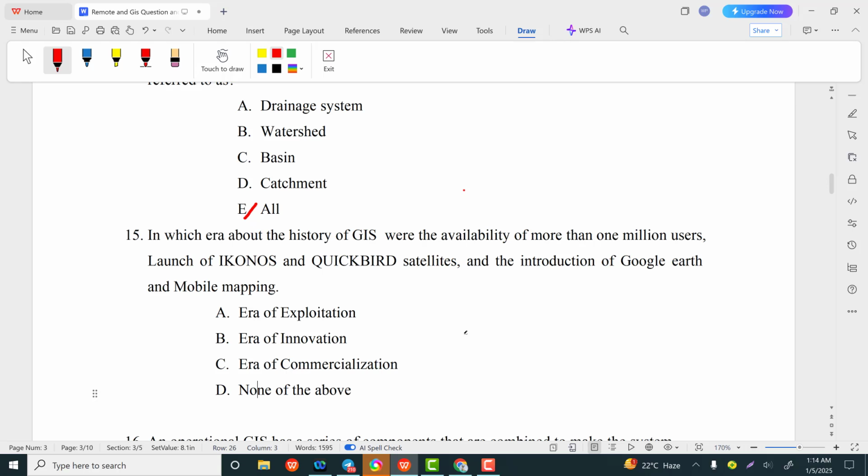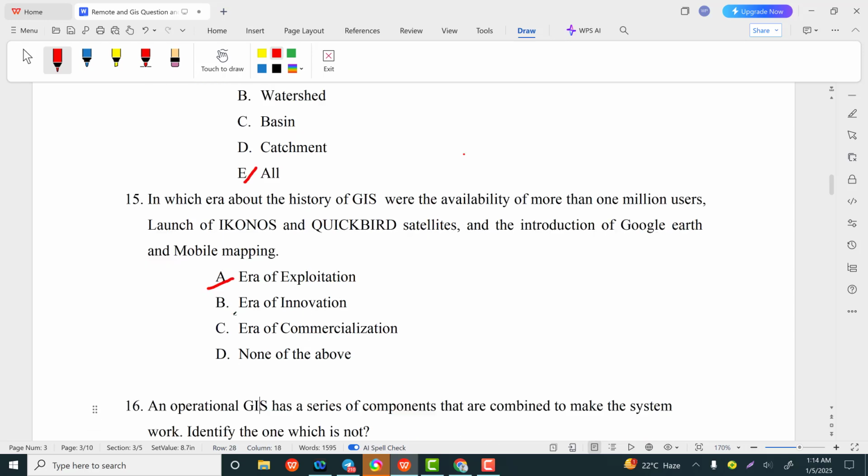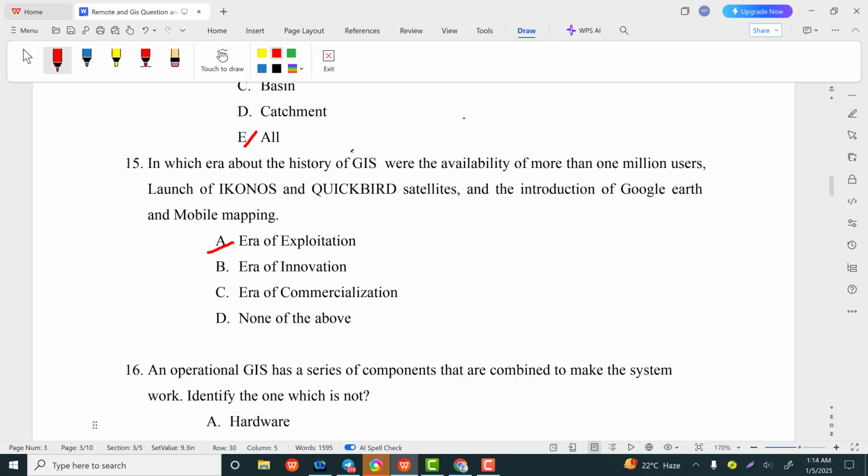A, era of exploration. B, era of innovation. C, era of commercialization. D, none of the above. The era, mainly from the 1990s to 2000, is characterized by the widespread adoption and commercialization of GIS technology, and both Ikonos and QuickBird are commercial satellites. So the answer is simply era of exploitation. Sorry, instead of exploration, era of exploitation.